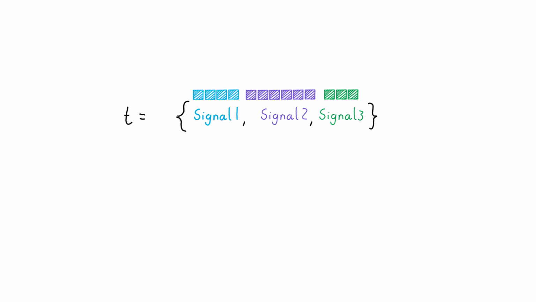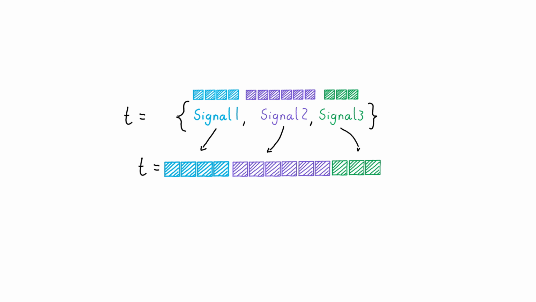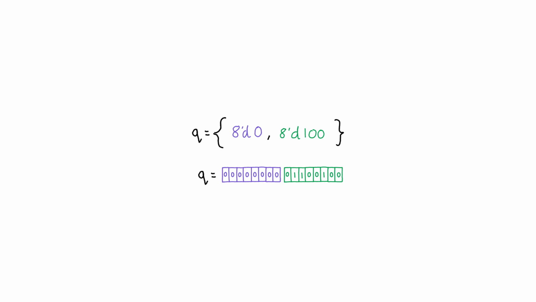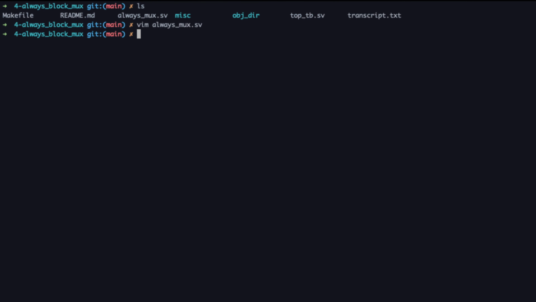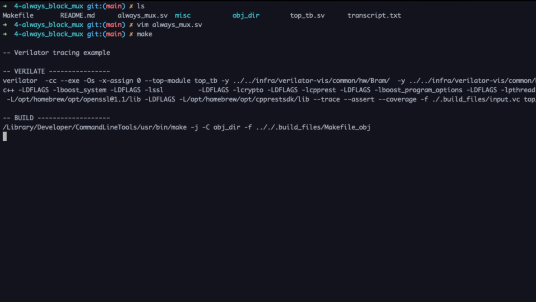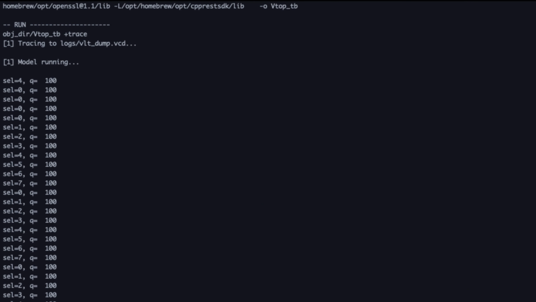To perform concatenation, we use some curly brackets to contain a list of all the signals that we want to stitch together. Each signal in the list is separated by a comma, and they're put in the order of the most significant bits to the least significant bits. So let's say we have the first 8 bits be a literal with the value 0, and the second 8 bits be a literal with the value 100. Now that works. We've created a 16-bit number out of 2 8-bit numbers.